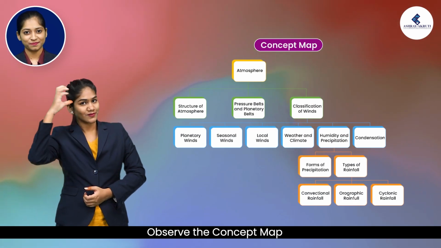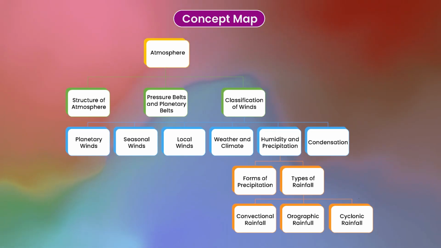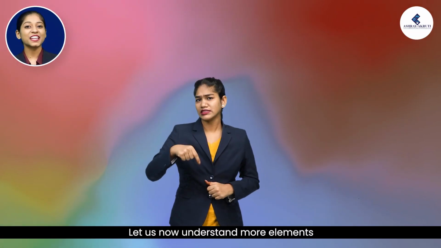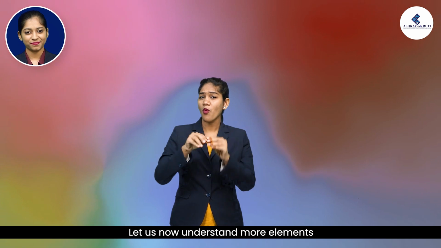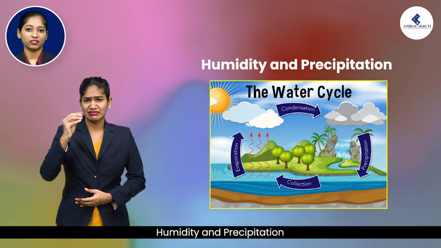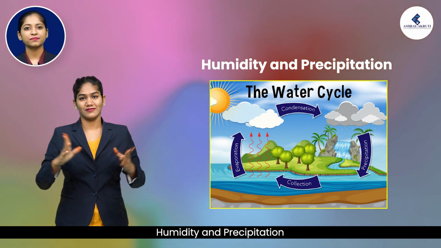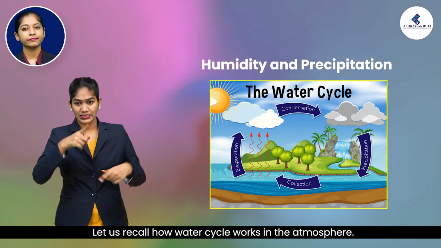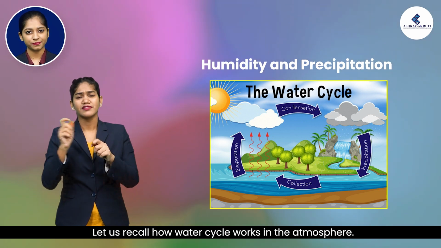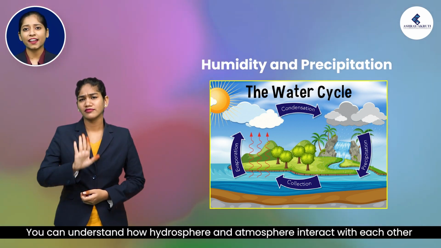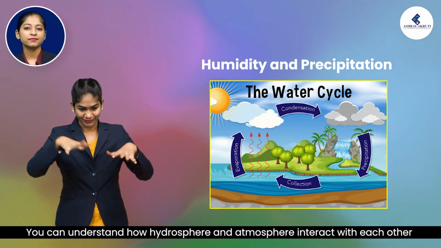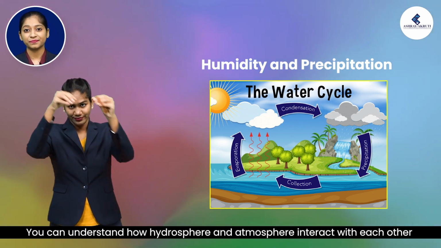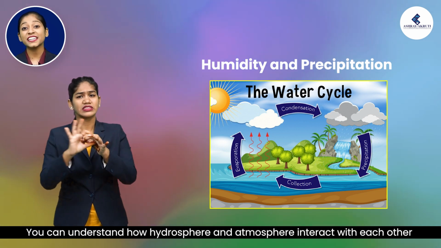Observe the concept map. Let us now understand more elements. Humidity and precipitation. Let us recall how the water cycle works in the atmosphere. You can understand how hydrosphere and atmosphere interact with each other.